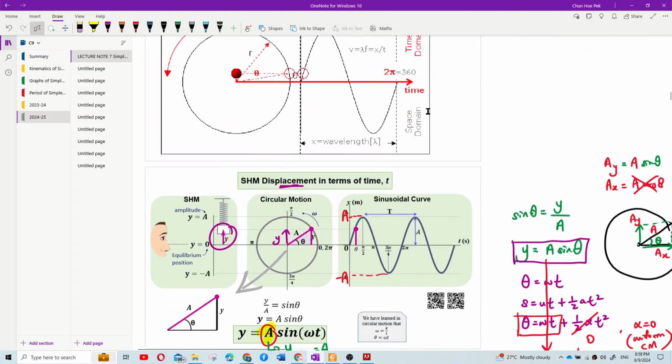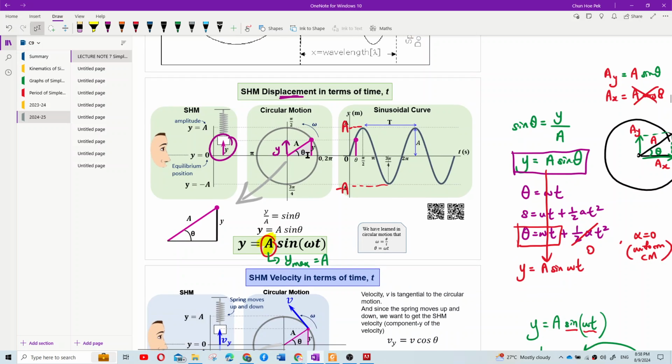Kenapa kita punya displacement punya sine? Sebab kita punya displacement equation, kita refer to the y component. Y component ni ialah A sin omega T, bukan A cos omega T. Kalau A cos omega T, sebenarnya dia ada X component. Kalau dia guna cos, it must use A cos omega T, must use X instead of Y.